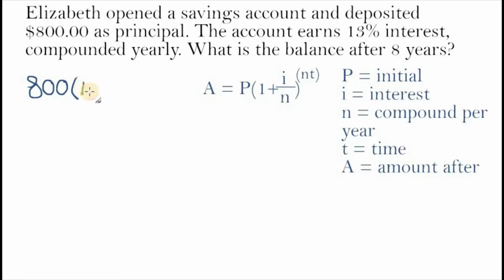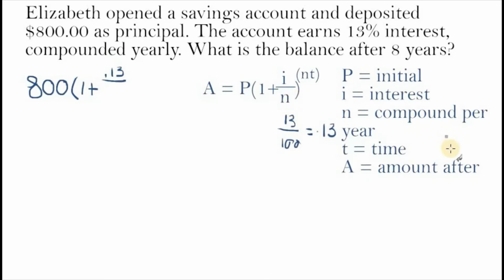Now when you put 1 plus, we need to know what I is, which is the interest. It says the account earns 13% interest. This has to be changed to a decimal, so we're going to take 13 and divide it by 100, and you'll get 0.13. So write that over, and now we need to know what N is.